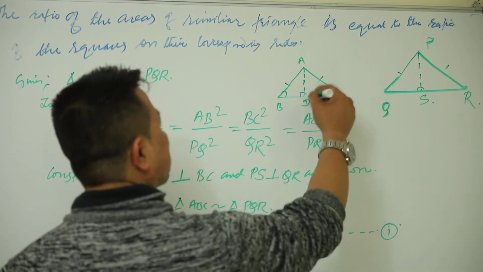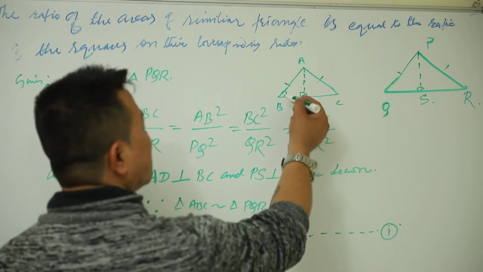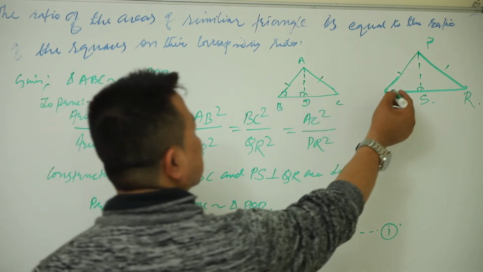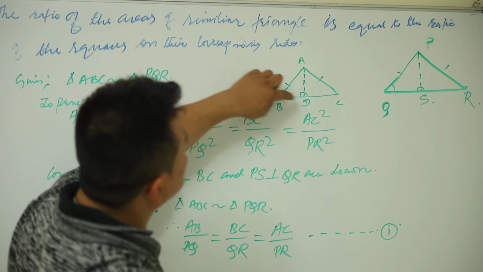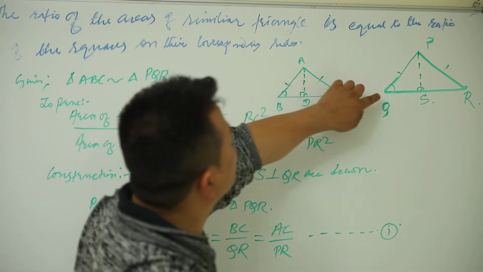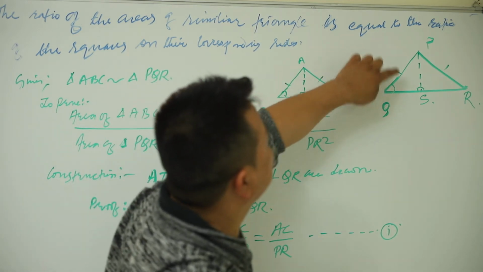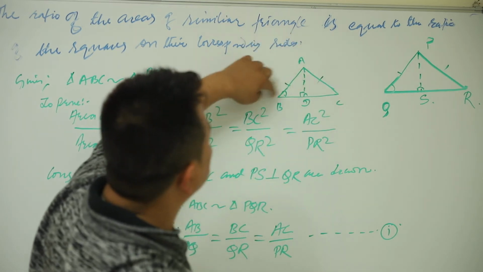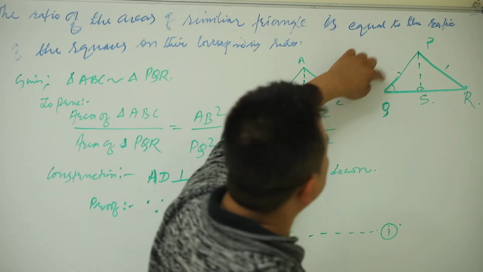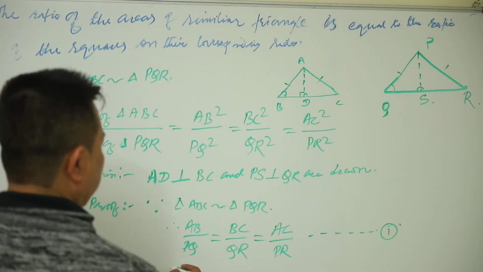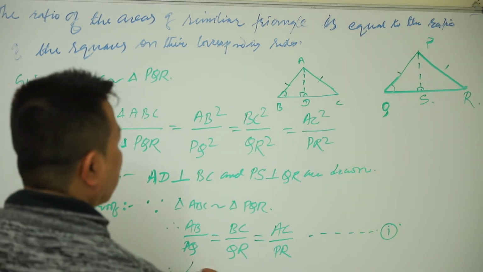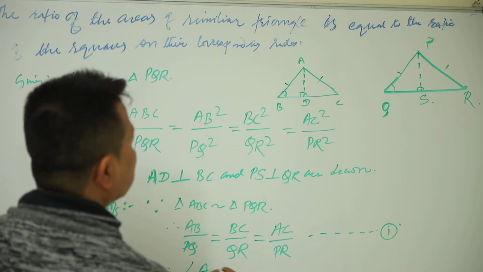Corresponding angles: when these two triangles are similar, their corresponding angles are equal. So the corresponding angle of this angle is this angle. So what can you write here? Angle ABD equals this angle ABC is equal to angle PQR.